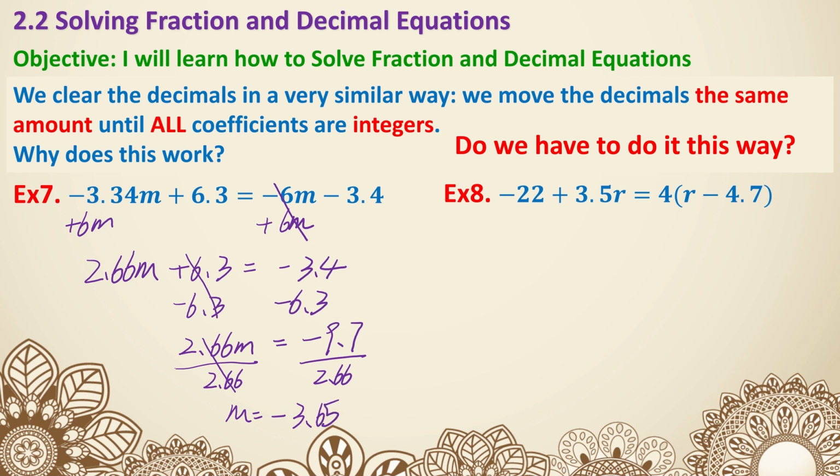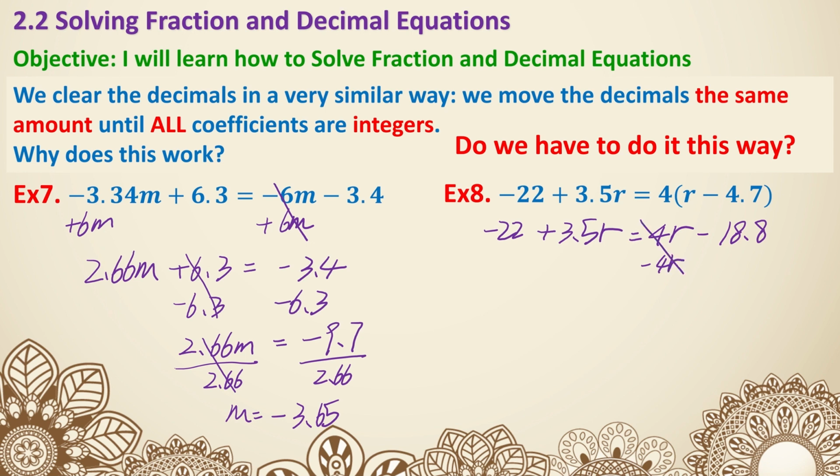That's example 7. You see, it works exactly like a normal equation. Just, of course, you have some more complicated numbers. Example 8. First, we see parentheses. We got to distribute. So -22 plus 3.5r, that stays on the left side. Then on the right side, 4r. 4 times -4.7 is a -18.8.